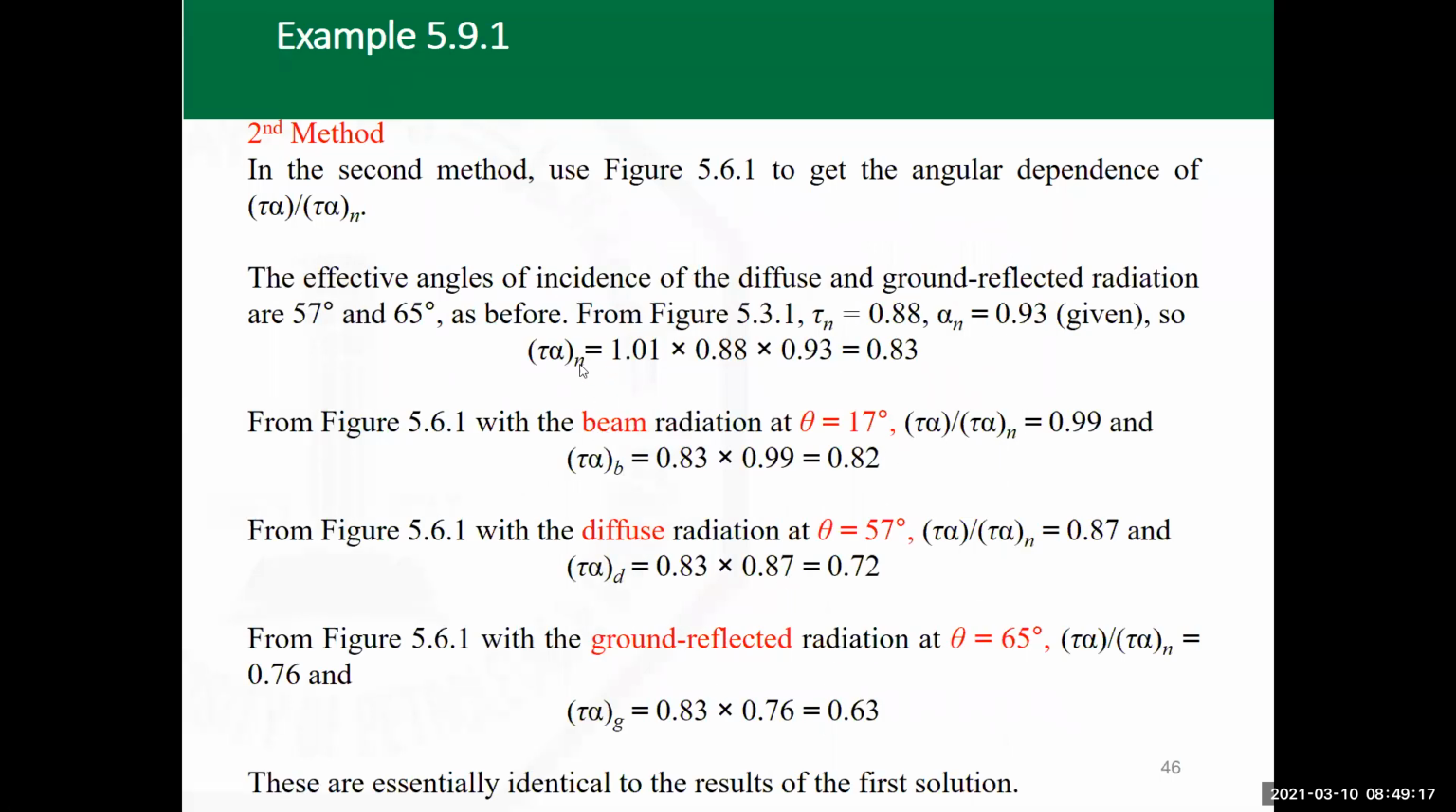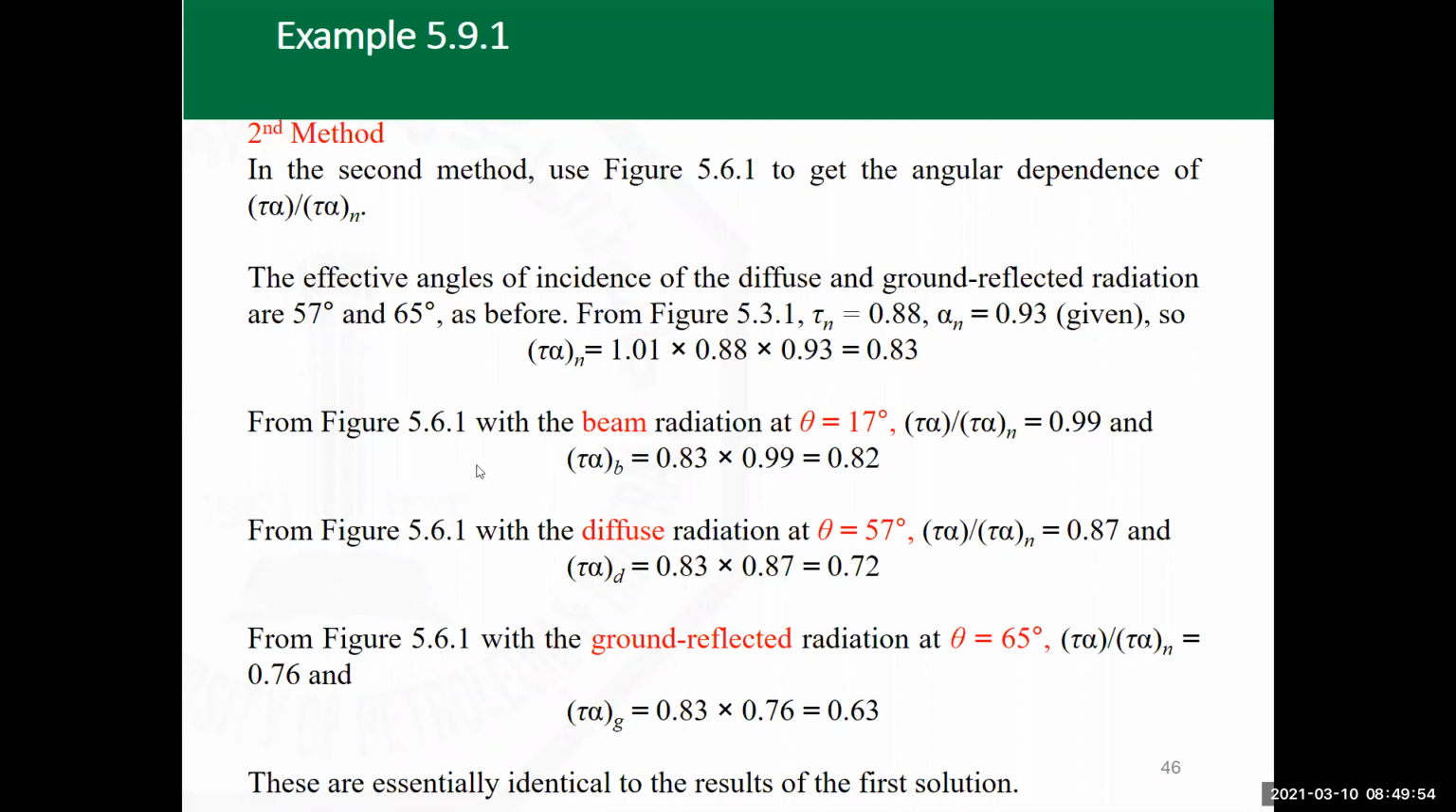So from here, we're getting right away the value of the ratio tau over tau n, which is given as, we can see here, the effective angle of incidence of the diffuse and ground reflected radiation is 57 and 65. So from figure 5.3.1, the value of tau n is 0.88, alpha n is 0.93, which is given. Accordingly, tau alpha n is given here right away.